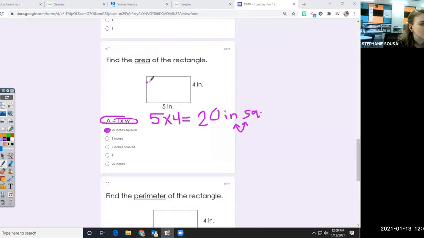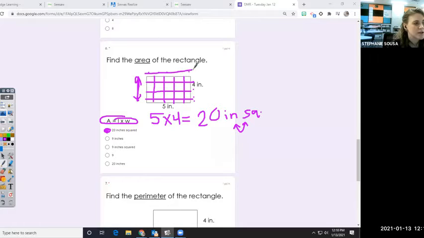And remember, it is called squared because if we were to put the 4, 1, 2, 3, 4, times the 5, it would create squares inside of space. Okay, that's where that square comes from. It's measuring up and down. It's measuring left and right. And when we do that, we create a square. Okay.